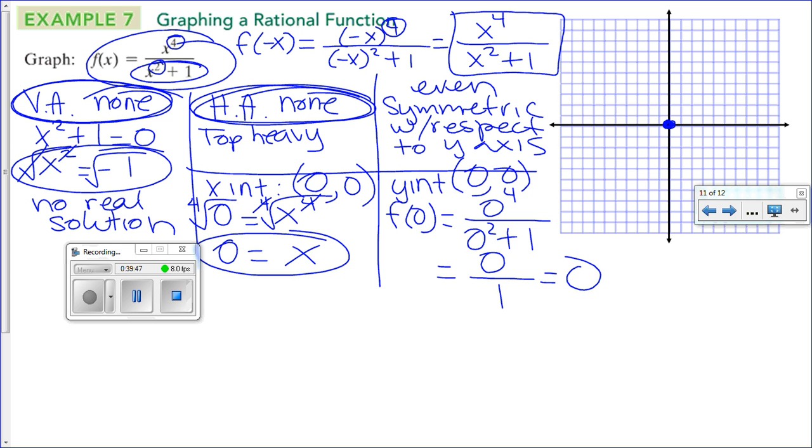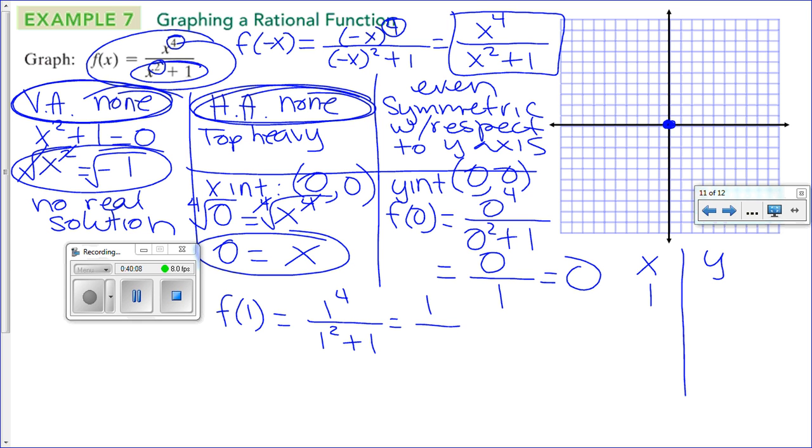If I was to choose any x values, for example, x is equal to 1, we will find f of 1, and that will be 1 to the 4th power divided by 1 squared plus 1. 1 to the 4th power is 1, 1 squared is 1, so we have 1 plus 1, which is 2. So the y value corresponding to x equals 1 will be 1/2. The function is symmetric with respect to the y-axis, so we could also have that point there.